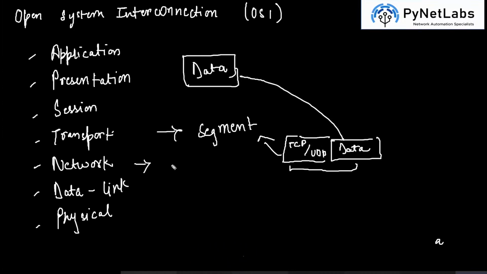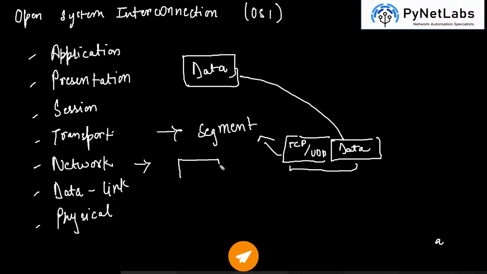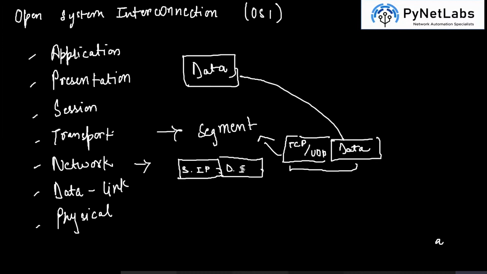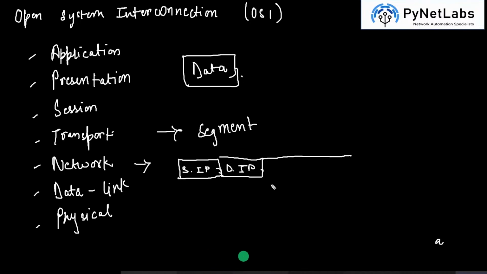now here this segment is attached with the source IP address, and then after that we have the destination IP address attached to this segment.